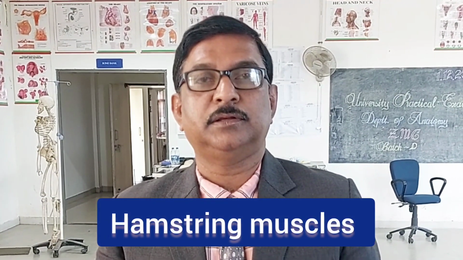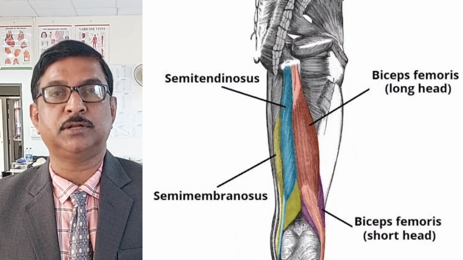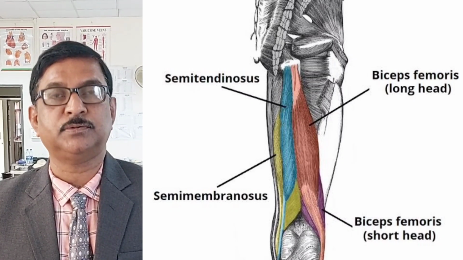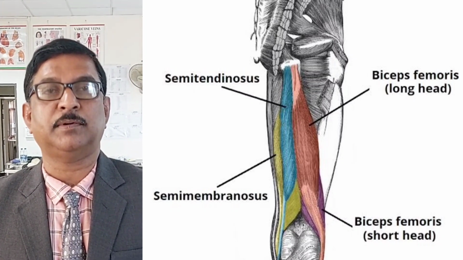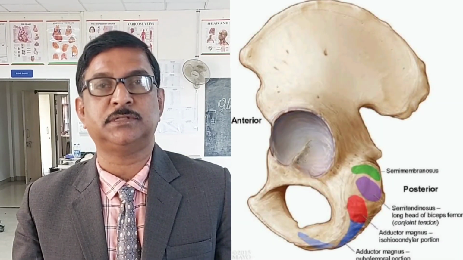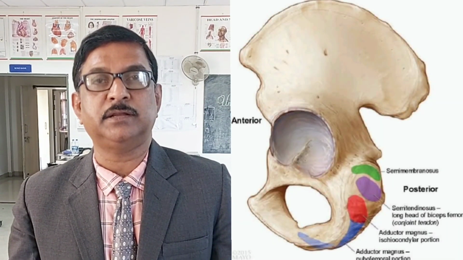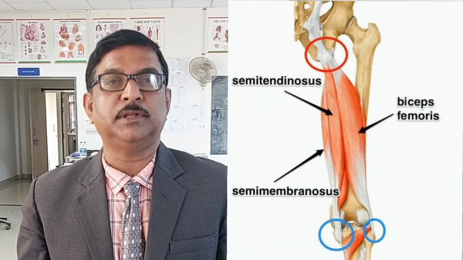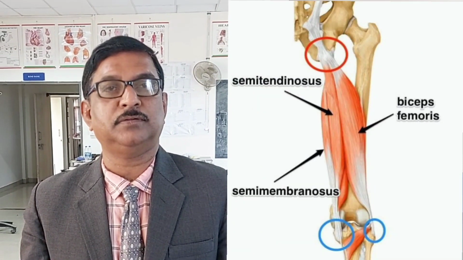And now I will show you the deep structures on the back of the thigh. Mainly in the back of the thigh, you will get the hamstring muscles. There are 4 hamstring muscles, namely the semimembranosus, semitendinosus, long head of biceps femoris, and the ischial fibers of adductor magnus. They all originate from the ischial tuberosity of the hip bone and insert beyond the knee joint, I mean either in the tibia or in the fibula.